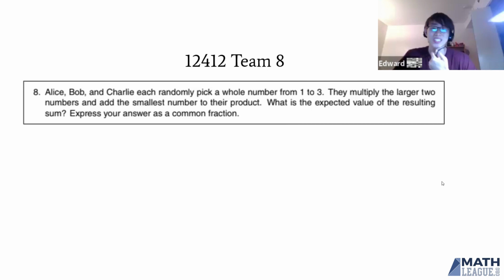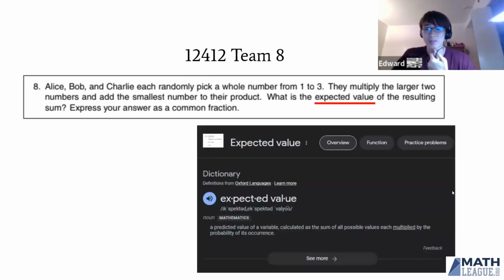So this question is an expected value question. Some of you might not have come across expected value before, so let's see what Google has to say. Google says that expected value is the predicted value of a variable calculated as the sum of all possible values, each multiplied by the probability of its occurrence. So in other words, we're going to find all the different possible cases, and find the sum when we multiply each of them by their probability. We'll go through this question as an example of what expected value means, for your future reference.